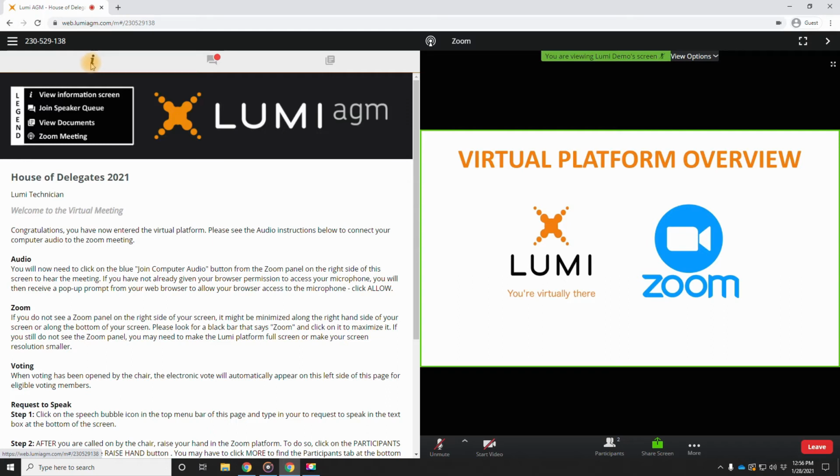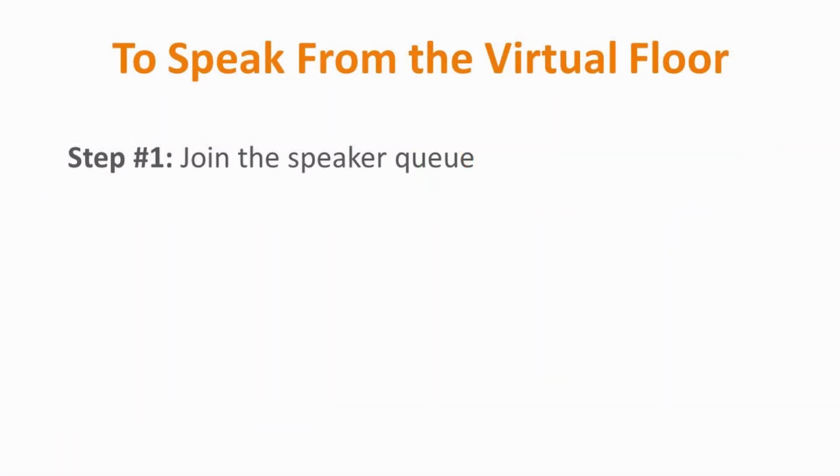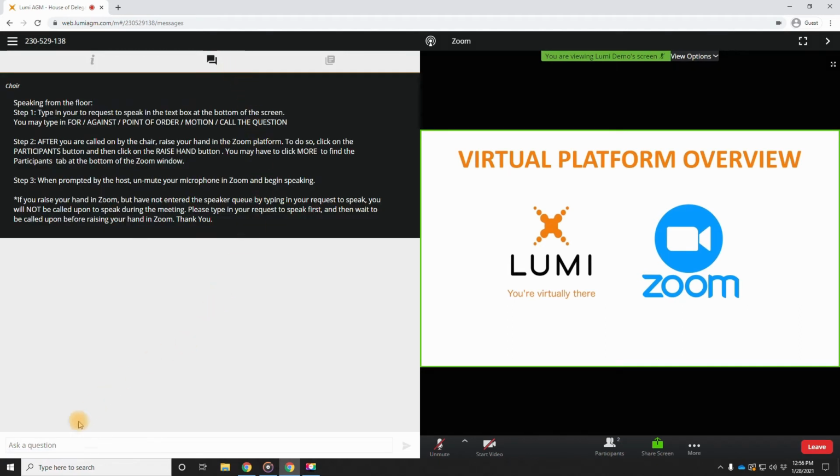Speaking during the virtual meeting is a three-step process, as you will need to enter a speaker queue first before being recognized to speak. Step 1 is to join the speaker queue. You can request to speak by joining the speaker queue. To join the queue, click the chat bubble icon located in the top menu bar. Type in what you would like to speak about in the text box at the bottom of the screen. You will see a legend of what action items are available that you should type in on your screen.